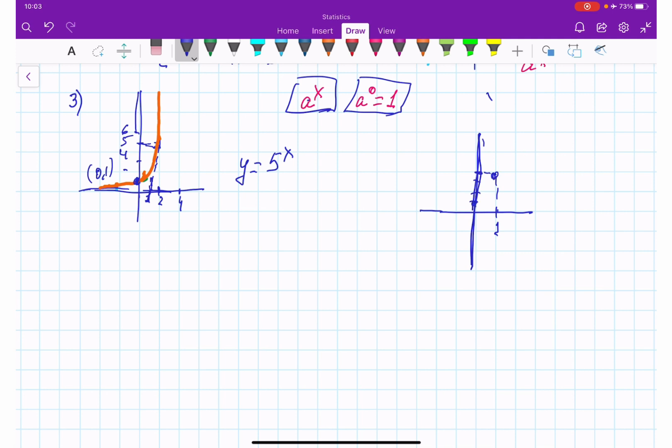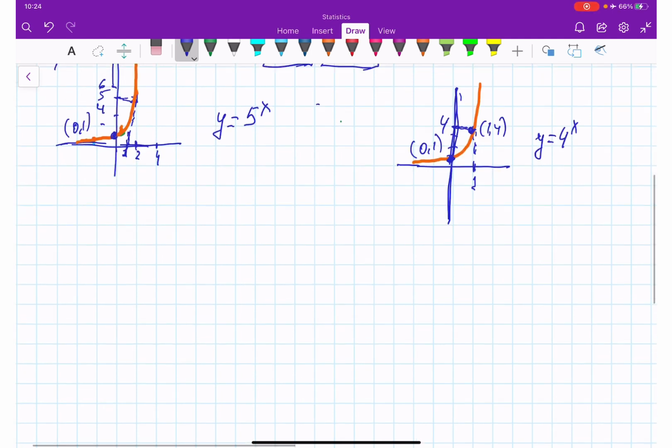Okay. And my graph is going like this, and this is 4, this is 1, and I'm checking (0, 1), I have it also, and here is (1, 4). Now what do you think, what function does this graph represent? Of course it's going to be y is equal to 4 to power x, because when x is equal to 1, y is equal to 4. Okay, so hopefully this will make things clear.